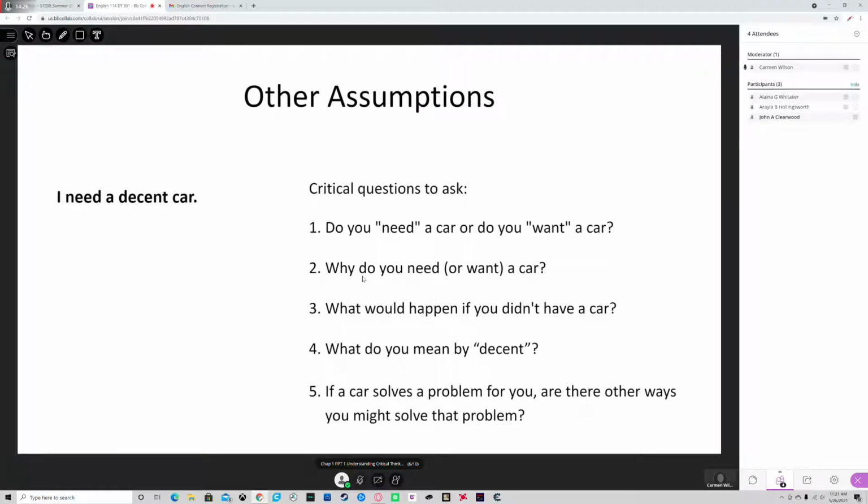So they did an example of another assumption. I need a decent car. To some people, a decent car might be a 2021 Lincoln or a 2021 Bentley or a 2021 Ford Edge. It depends on what you think is decent. Or a decent car could be a 1997 Jeep, as long as it gets you from point A to point B. So it will vary, but your job as a critical thinker is to look at all sides before you make a decision.